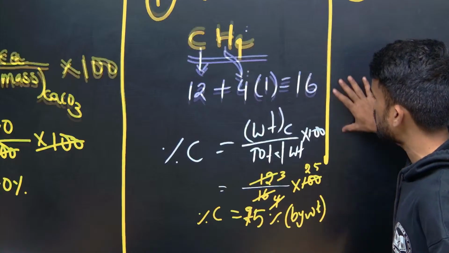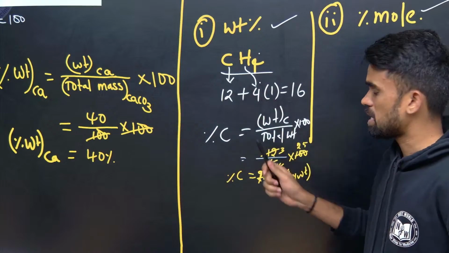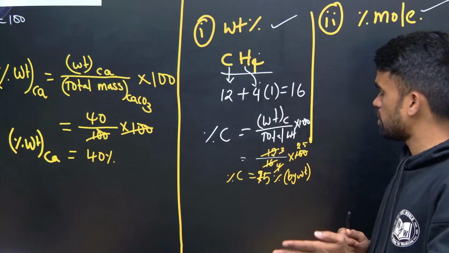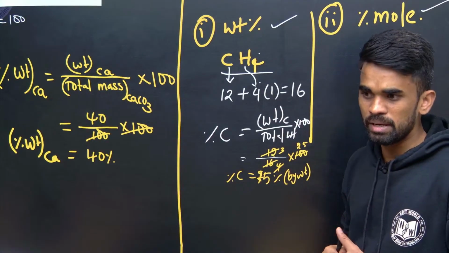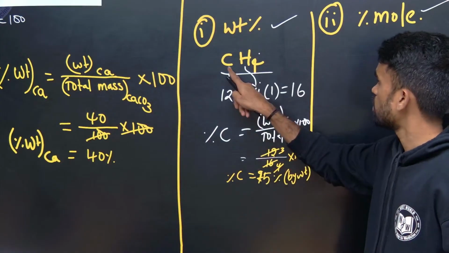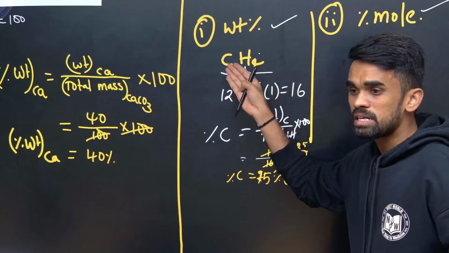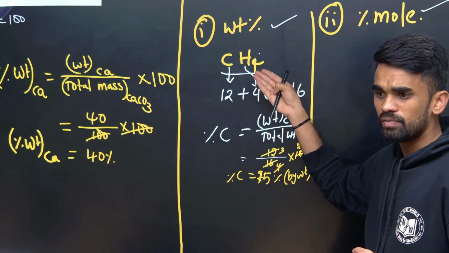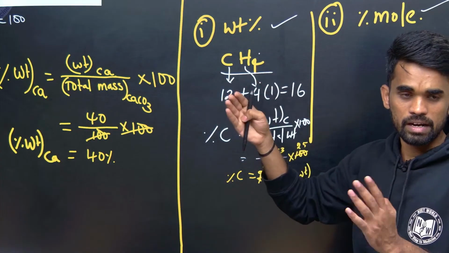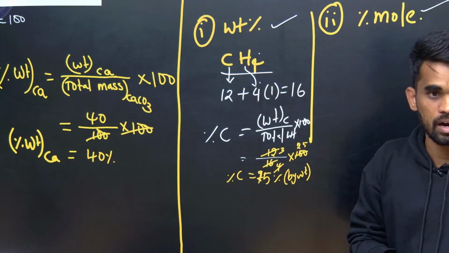Now if I ask you what is the percentage of hydrogen by weight? For the same question, for hydrogen, 4 by 16 into 100. So that will be 25% you will get. Simply see here, this compound is made up of carbon and hydrogen only. If carbon weight is 75%, the remaining will be the weight of hydrogen. So 100 minus 75 is 25 for hydrogen. Like that also you can understand.